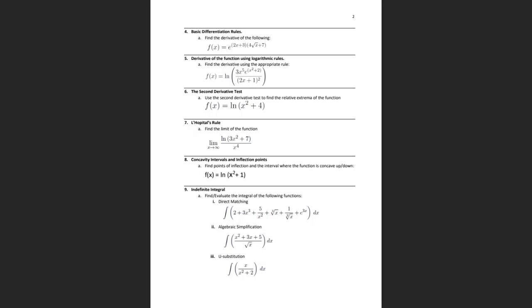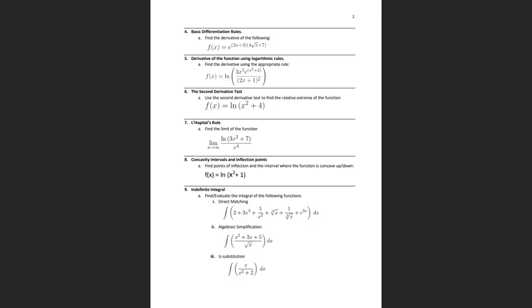Darun, let me know if you want me to repeat the answer to 5 again. Yeah, can you? Yes. So the derivative of that should be 5 over x plus 2x minus 4 over 2x plus 1. Okay. Yep.